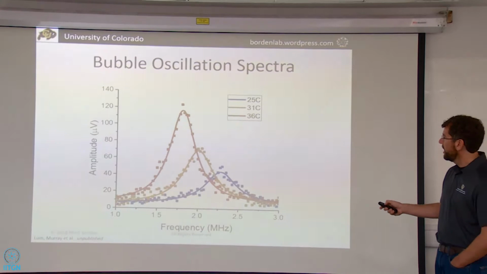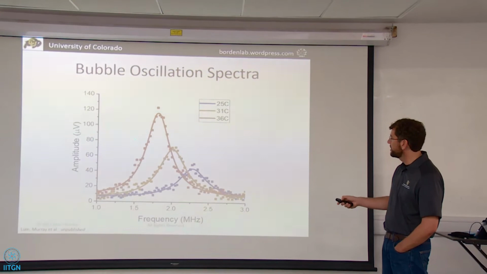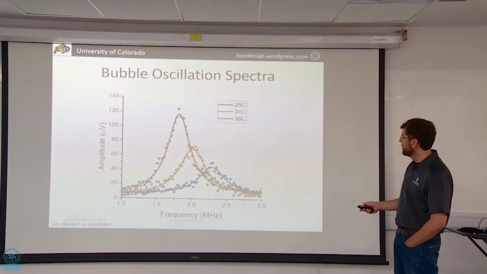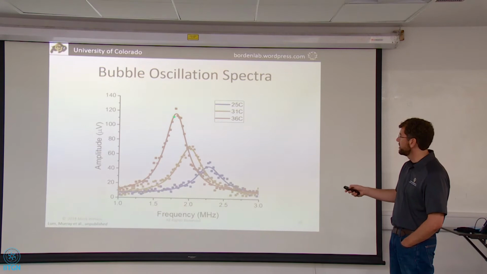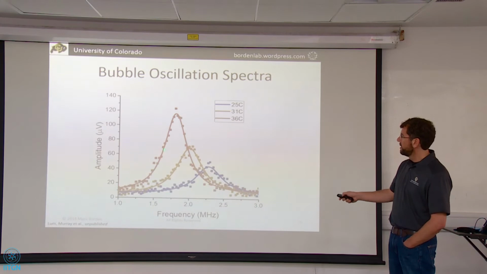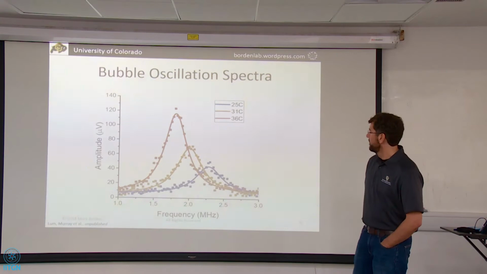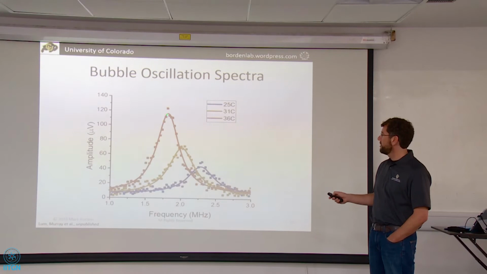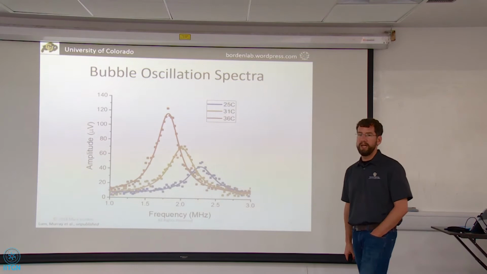And so this is what's shown here. This is a single bubble, being driven at three different temperatures. Initially it's at 25 degrees, and then it's heated to 31 degrees, and then to 36 degrees. And you see a nice characteristic resonant peak that, interestingly, becomes larger with increasing temperature, and also to a degree sometimes sharper. From this you can easily determine the resonance curve, the resonance frequency, which is the peak, and then from the full width at half max, you can determine the damping, and so you can get the surface viscosity.